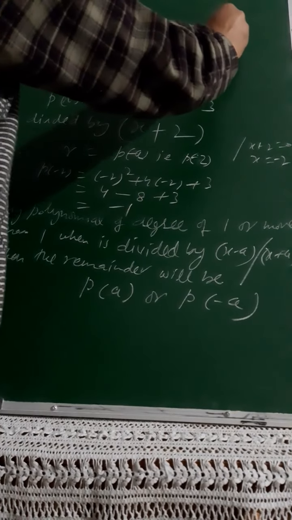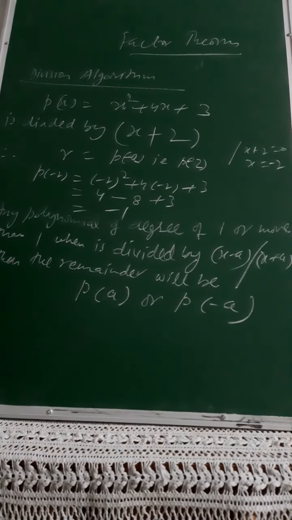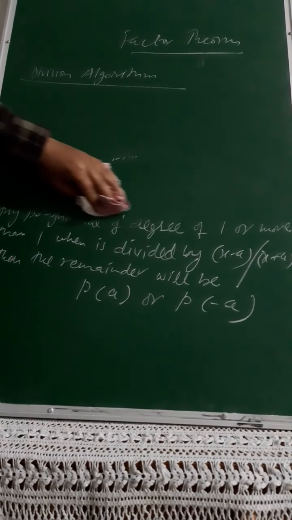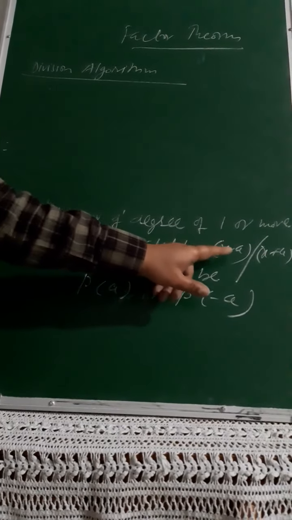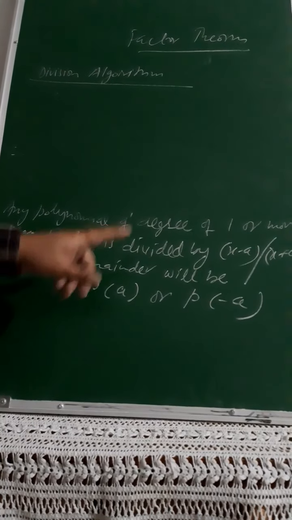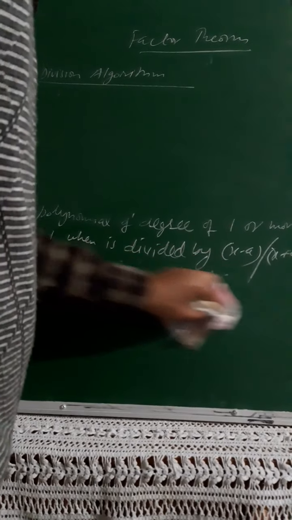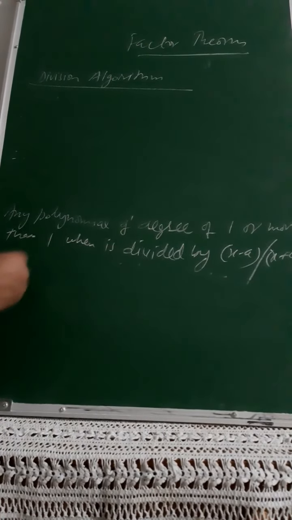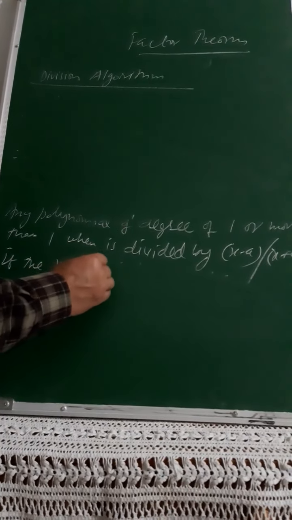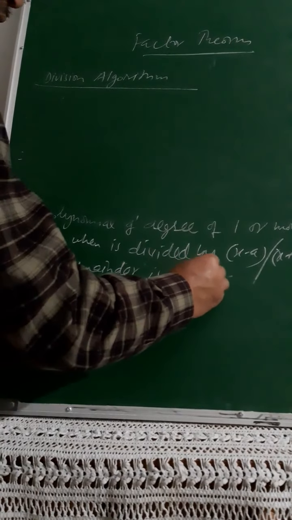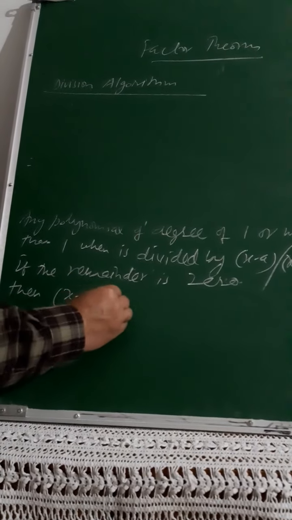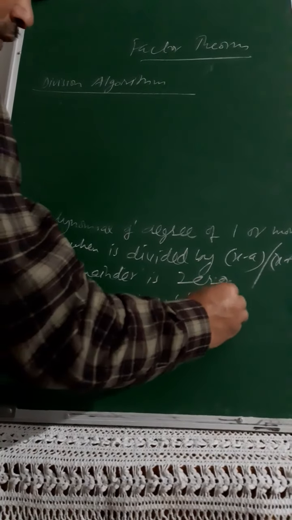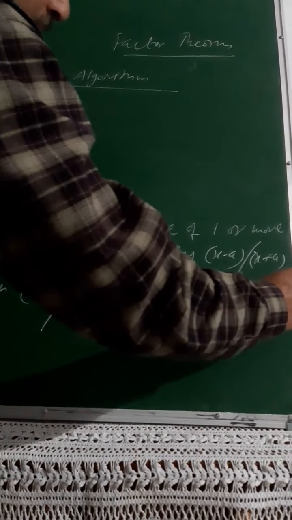Now, immediately I will cover the factor theorem also. What happens there? That is the additional part of this only. For your remainder theorem, one extra line we need to add. Any polynomial of degree 1 or more than 1, when divided by x minus a or x plus a, if the remainder is 0, then x minus a or x plus a will be a factor of p(x), that is the given polynomial.